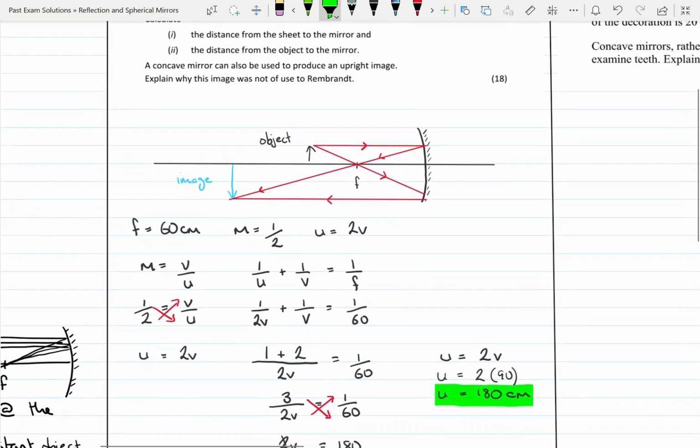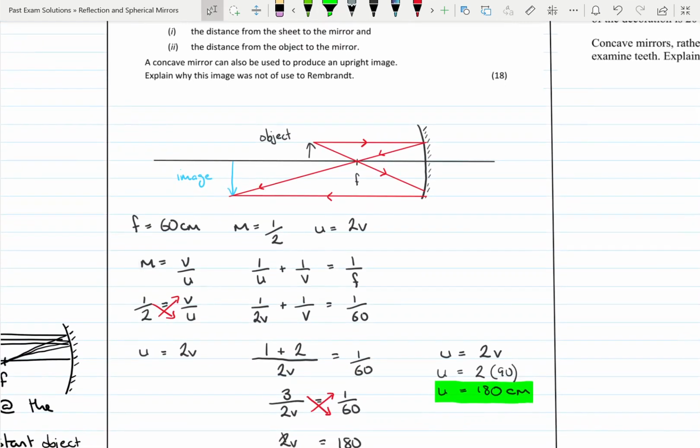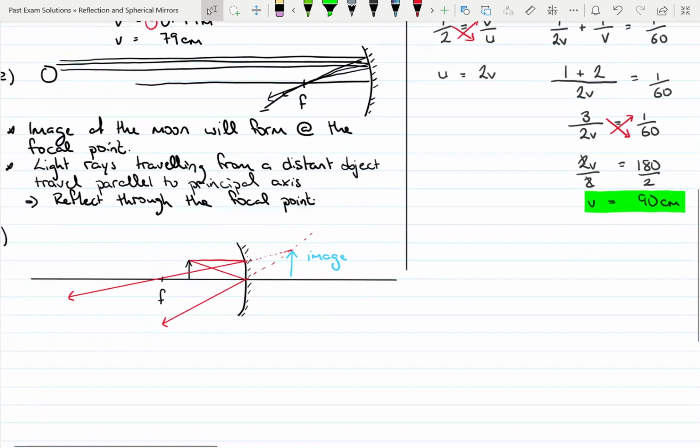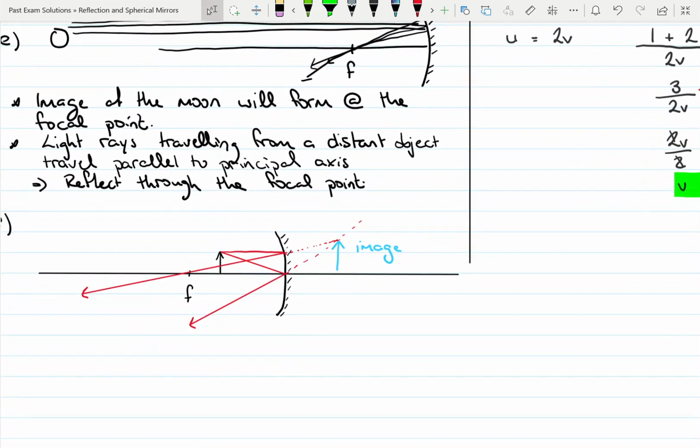Up next, a concave mirror can also be used to produce an upright image. Explain why this is not of use to Rembrandt. So what I'm going to do is take you back to our previous question and have a look at the light ray diagram that we sketched. Okay, so down here at the bottom we can see we've got our upright image. Okay, however, this is a virtual image. It's formed behind the mirror. You cannot put a screen behind the mirror, so therefore it can't be projected onto a screen. So that is our answer.